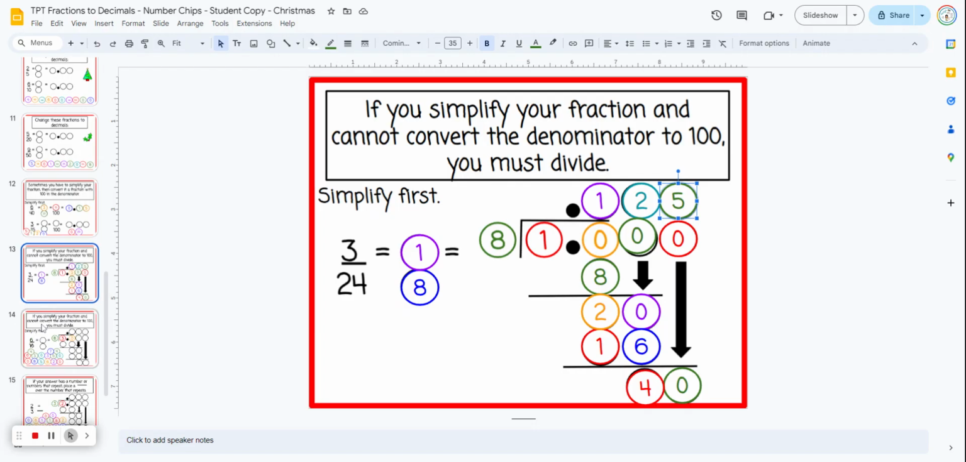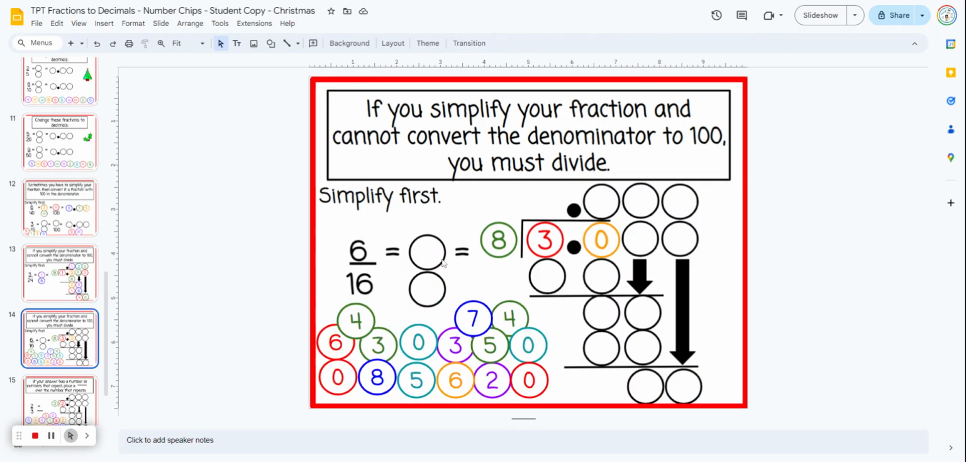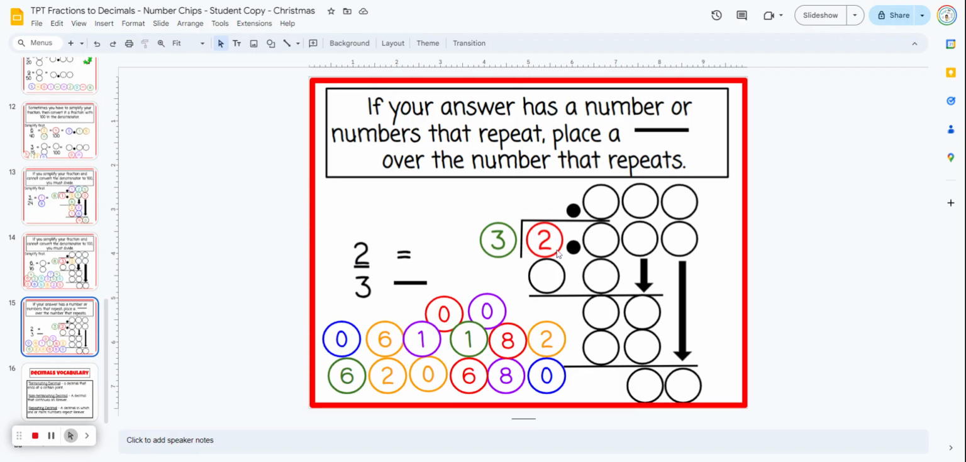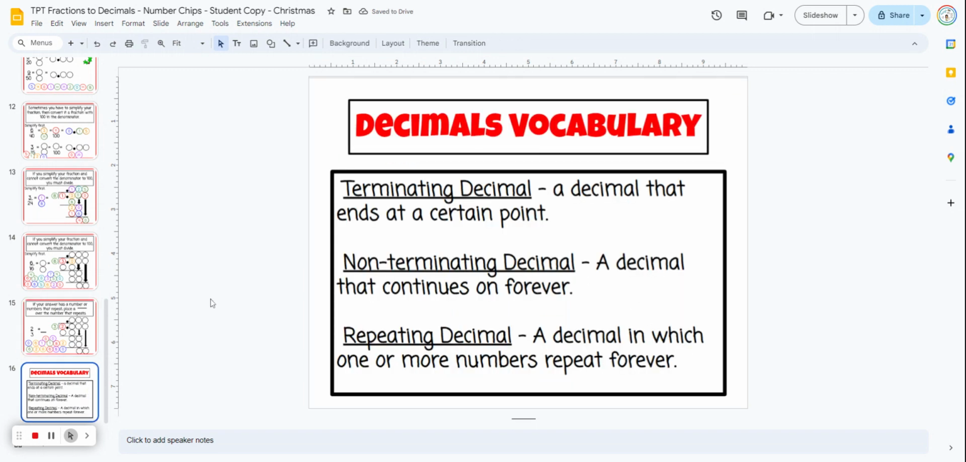The next slide has another problem for the students. They have to simplify and then divide. And then the final slide, they're going to have a repeating decimal. So they've got this movable line that they're going to put over the 6 here. And when they get to slide 16, you can go over some different vocabulary relating to decimals: terminating, non-terminating, and repeating.